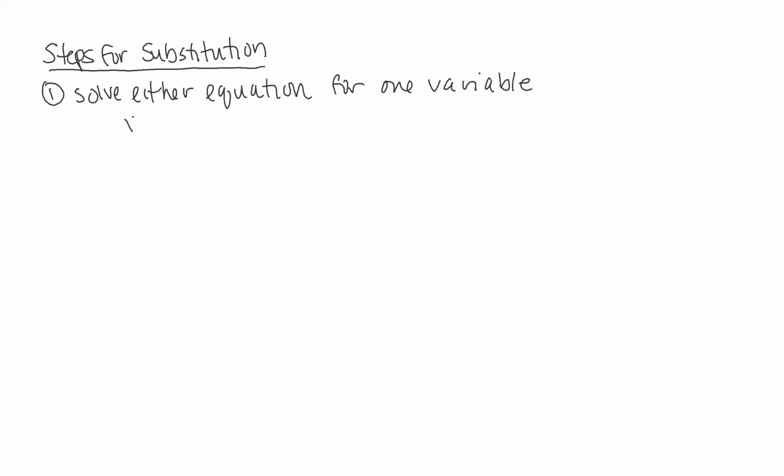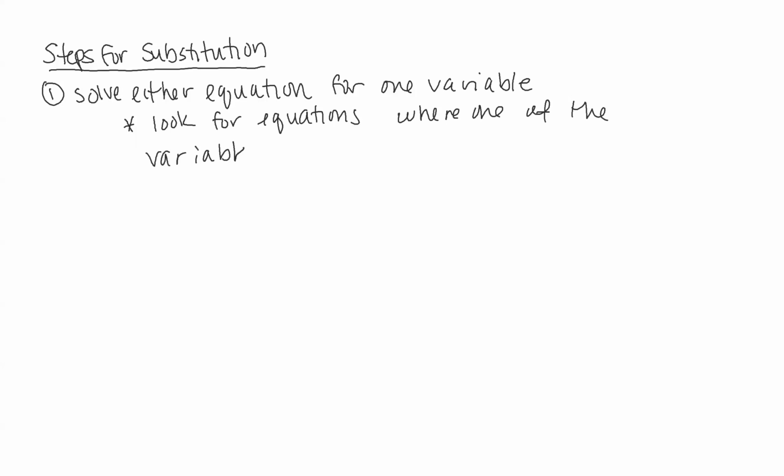Look for equations where one of the variables has a coefficient of 1 or -1. Those are the easiest ones to solve for. Again, it doesn't matter which equation or which variable you solve for, but look for things that make life easier. So again, look for equations where one of the variables has a coefficient of 1 or -1. Those are just the easiest to work with.